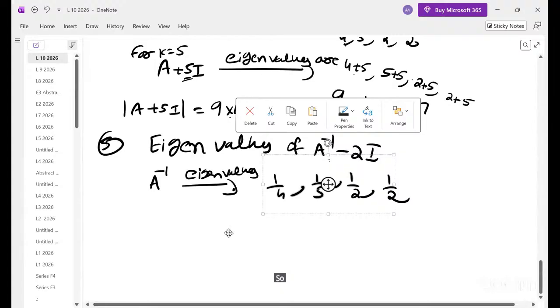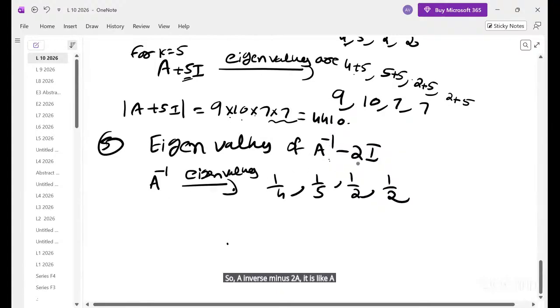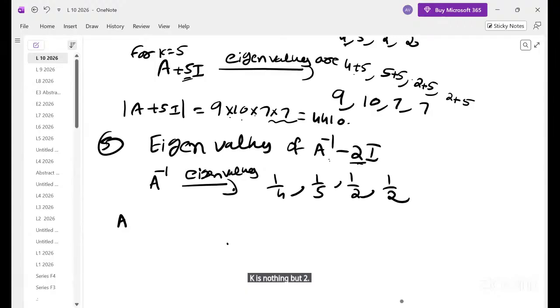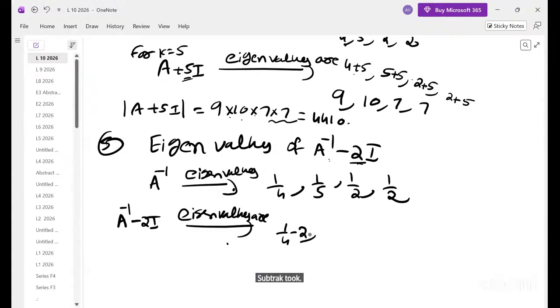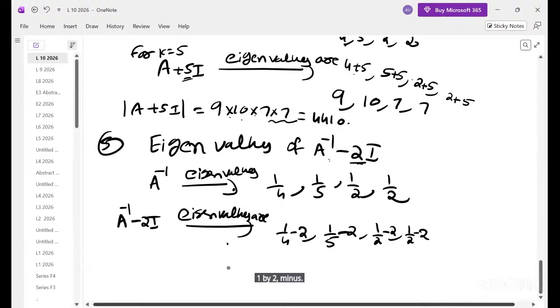So A inverse minus 2I. It is like A minus KI, K is nothing but 2. So for A inverse minus 2I, eigenvalues are subtract 2. Okay. 1 by 5 minus 2, 1 by 2 minus 2, 1 by 2 minus 2. So what will this be equal to? Minus 7 by 4, minus 9 by 5, this is minus 3 by 2. Take LCM, minus 3 by 2. These are eigenvalues of A inverse minus 2I.